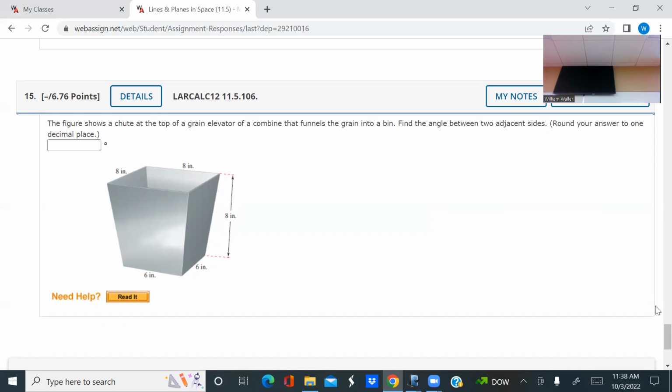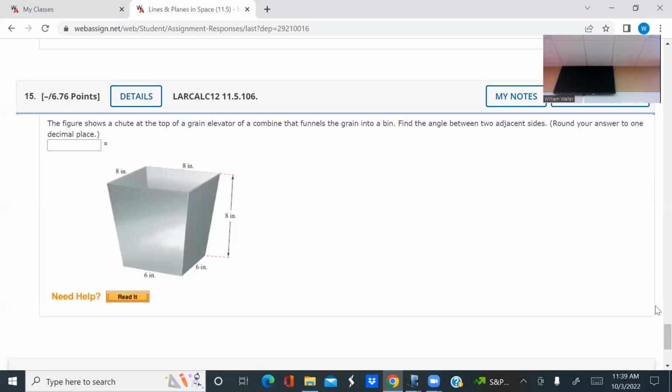So in this problem, it says that you have this chute that some material is falling through. It's grain, right? So the chute at the top of a grain elevator. So grain is falling through that chute. And what they want to know is, so there's the shape of the chute, and what is the angle between the sides of the chute? So what's the angle formed between these flat sides of the chute?